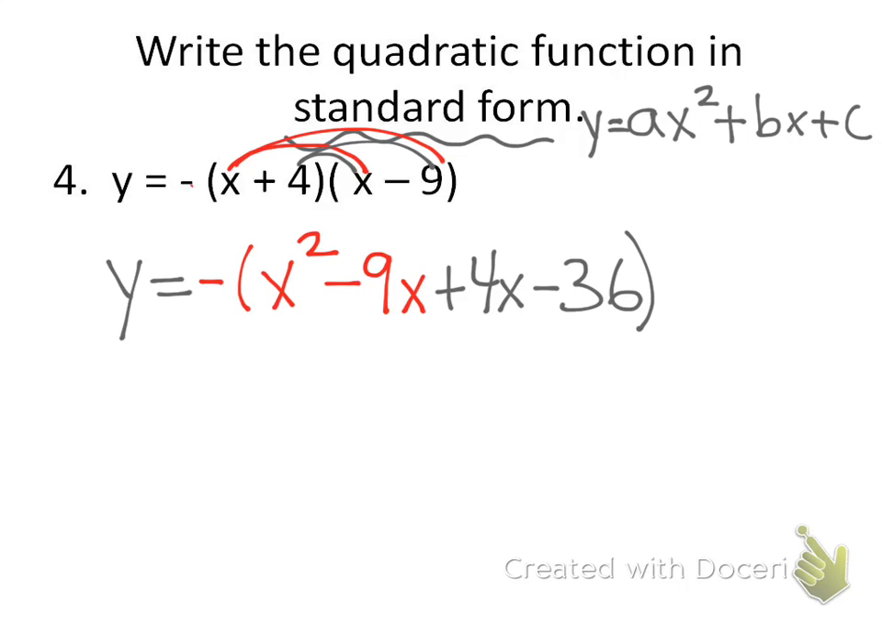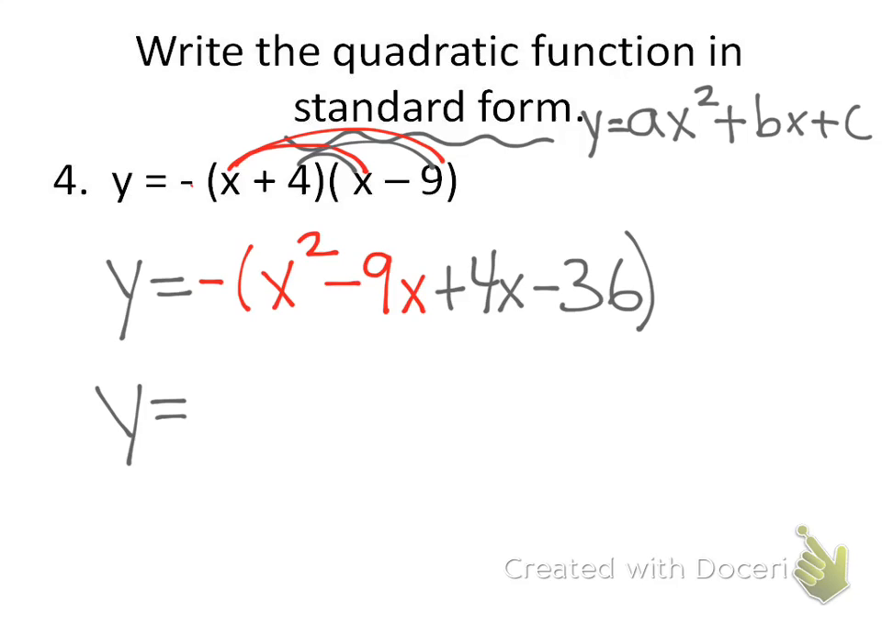That's kind of an old term. They're getting away from calling it the FOIL method. But they used to call it the FOIL method because you multiply the front terms, and then the outside terms, and then the inside terms, and then the last terms. Now they usually say double distribute because you're distributing the x, and then you're distributing the 4. Either way, you should get the same thing.